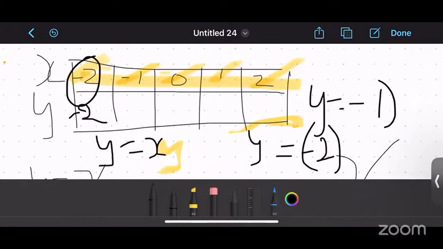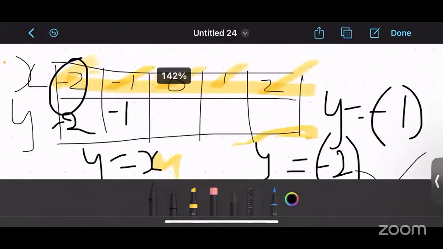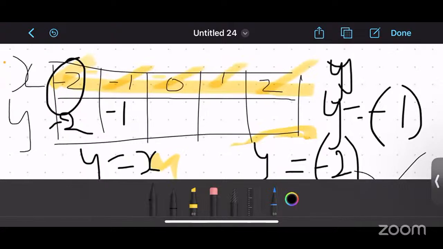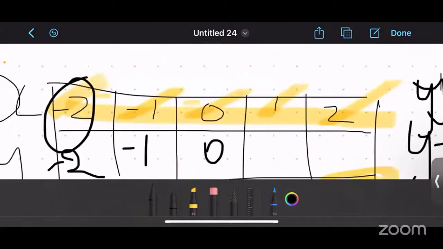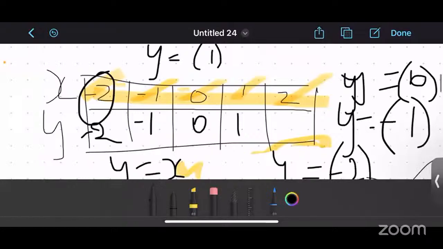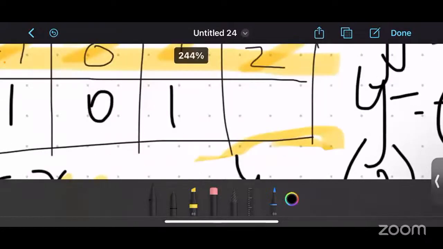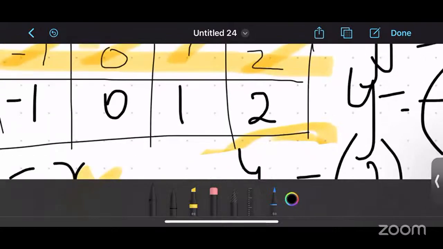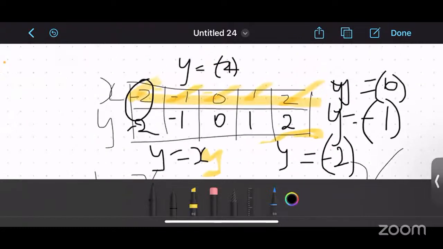So your y is going to be equal to minus 1 in brackets. When we remove the bracket, we're still going to be left with minus 1. And then y is equal to 0 in brackets. When we remove the brackets, we're still going to be left with a 0. And then y is equal to positive 1. When you remove the brackets, you're still going to be left with that. And then positive 2. When you remove the brackets, you're going to be left with 2 still, right? So these are your x and y values.